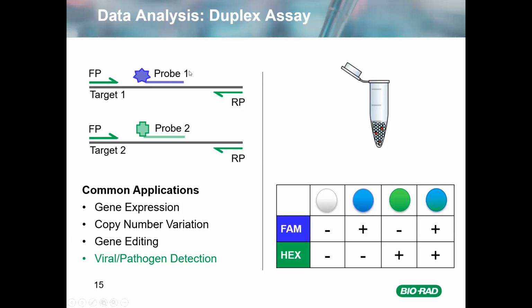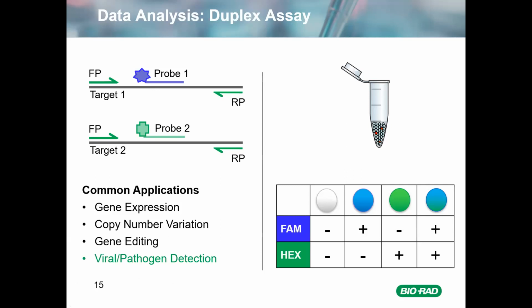So for target 1, this would be with a FAM probe. Target 2 would be with a HEX probe. Common applications for this include gene expression analysis, copy number variation, gene editing, as well as viral and pathogen detection, which we will be talking about for today's presentation.